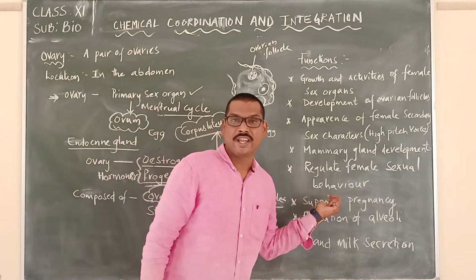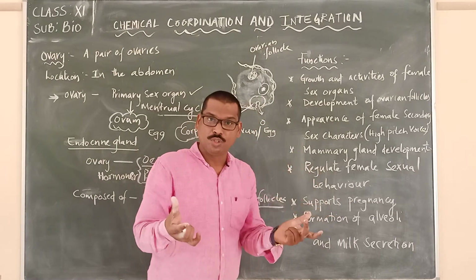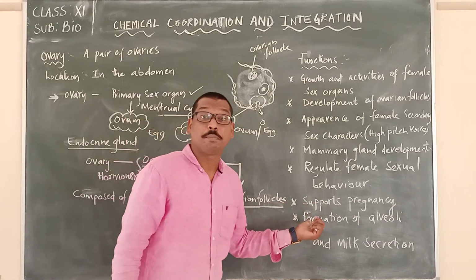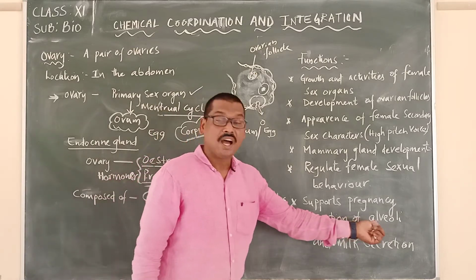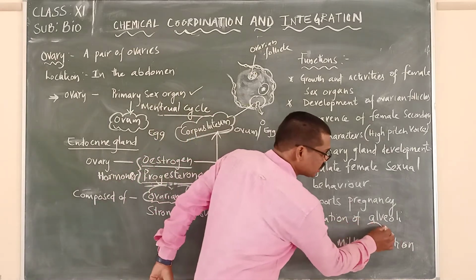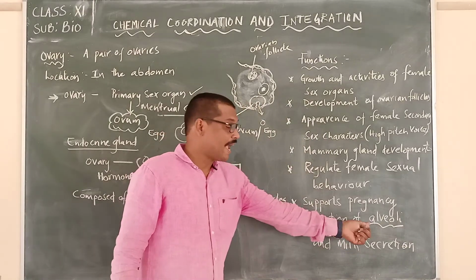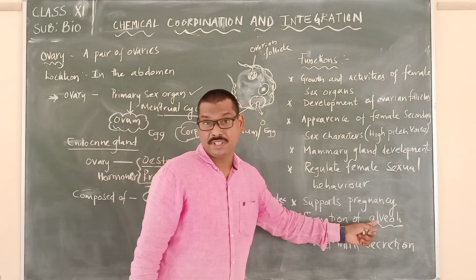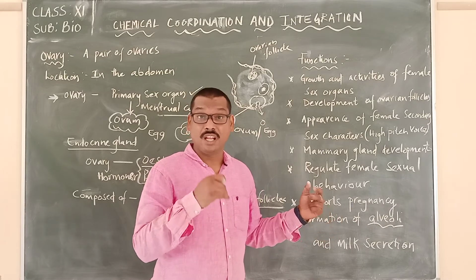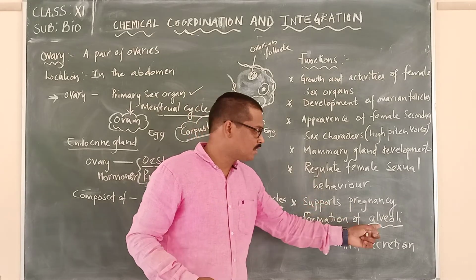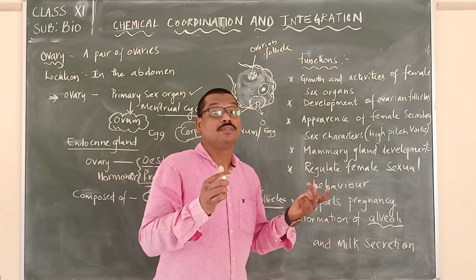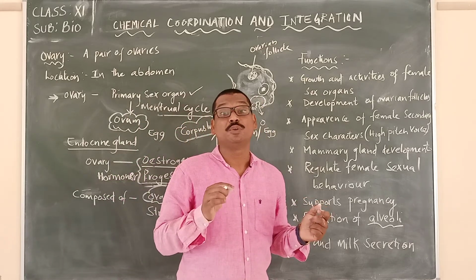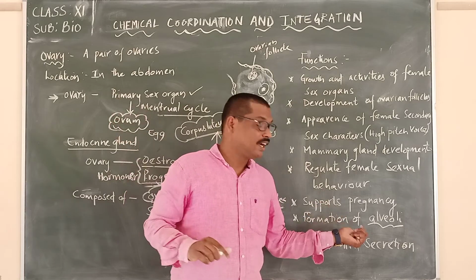because progesterone supports pregnancy. The thickening of the walls of the uterus is brought by this hormone. And at the same time, formation of alveoli. These are sac-like structures present in the mammary glands of the females. You should not get confused with this word alveoli when we are discussing it in the human reproductive system, because we will also come across alveoli in the human respiratory system, as the functional unit of the lungs. So there it is different, here it is different.